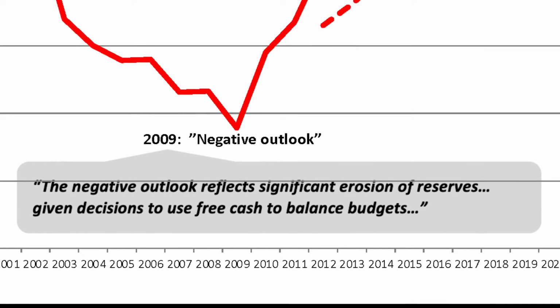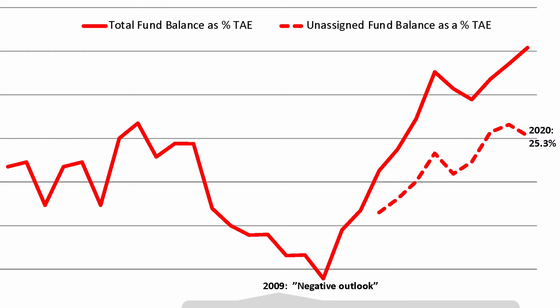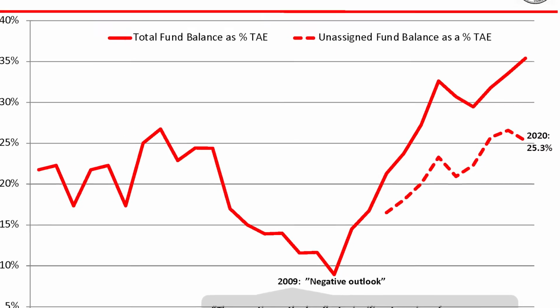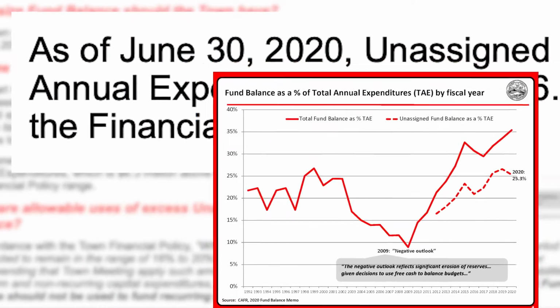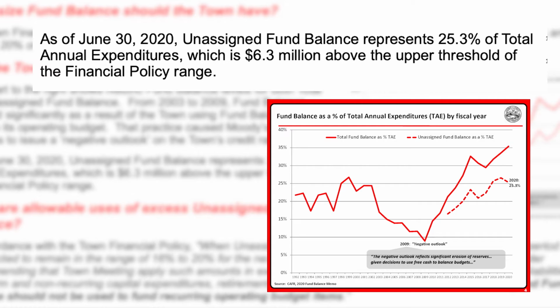In response to this negative outlook, the town modified several of its practices, and as you can see from the chart, fund balance grew. As of June 30th, 2020, unassigned fund balance represents 25.3% of total annual expenditures, which is $6.3 million above the upper limit of the financial policy range.